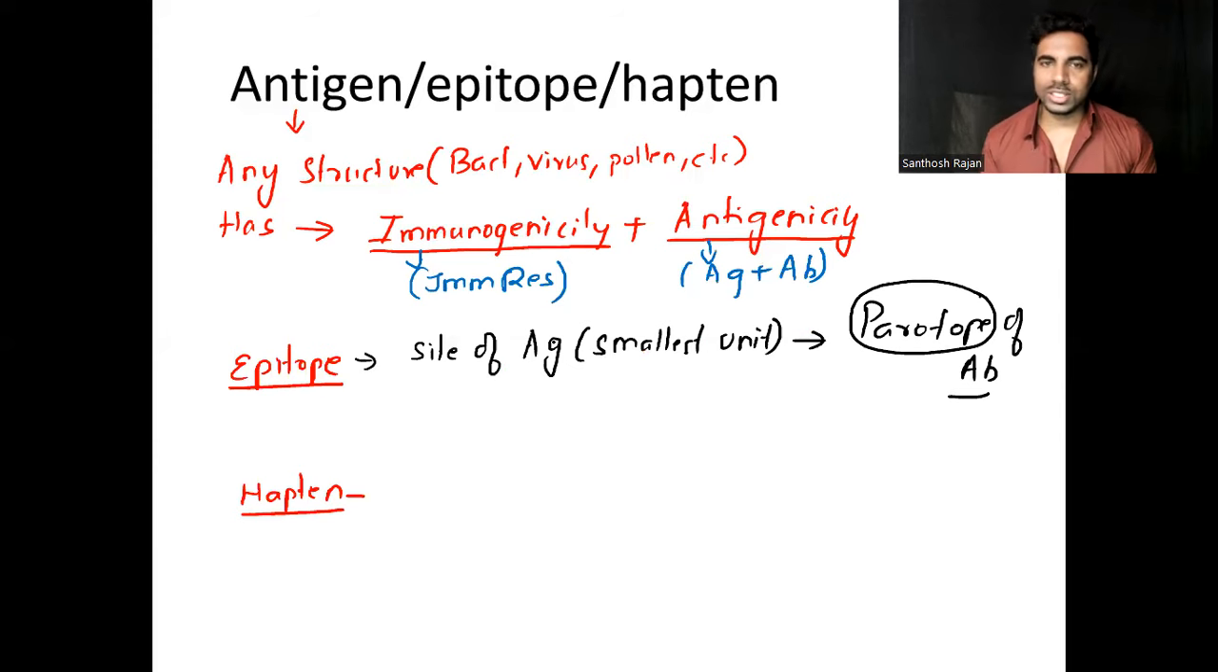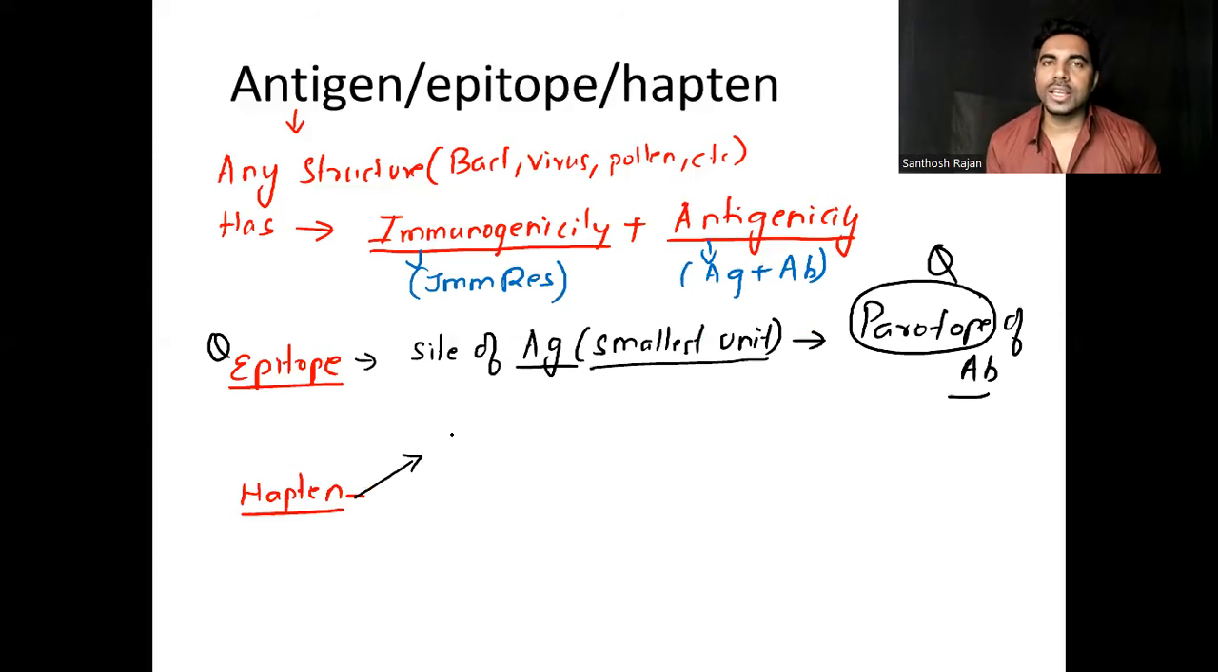So this is basically the smallest unit. Epi means small, the smallest unit of an antigen. They are the functional unit, the part which is going to act with the paratope of the antibody. So this is a question; epitope was asked. What about the hapten?